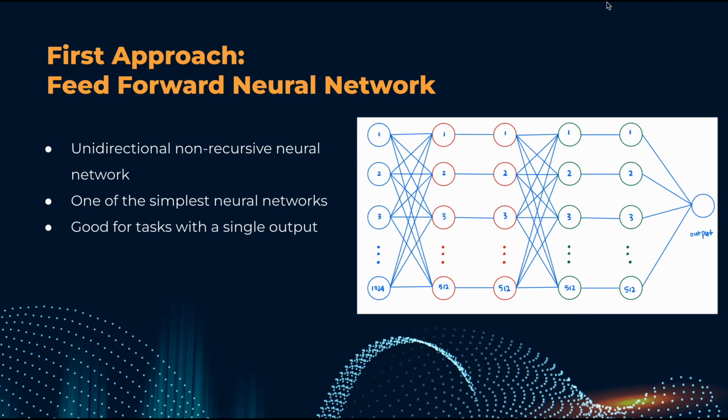For our first approach, we used the feed-forward neural network like we did for homework 3, and as we discussed in class, feed-forward is one of the simplest neural networks since it is unidirectional and the data flows in only one direction, and it is good for a task with single output like an image classification task.